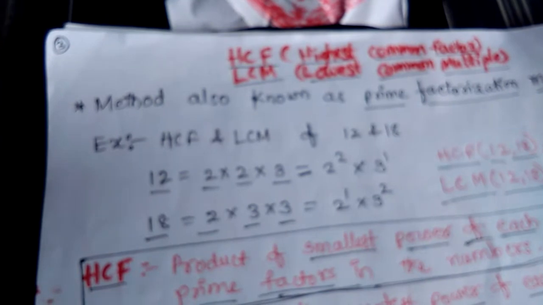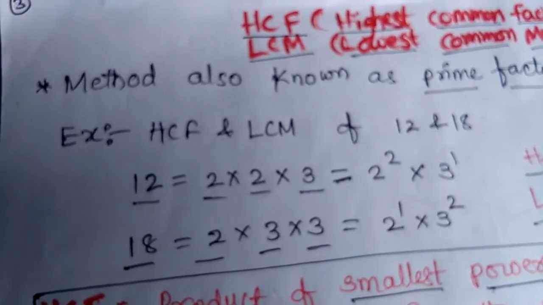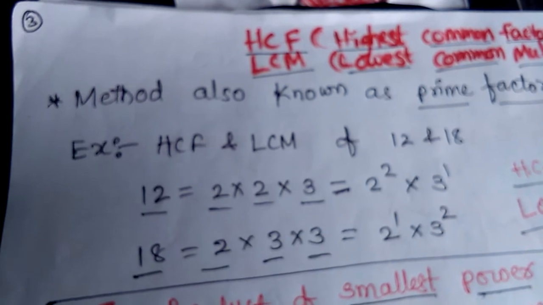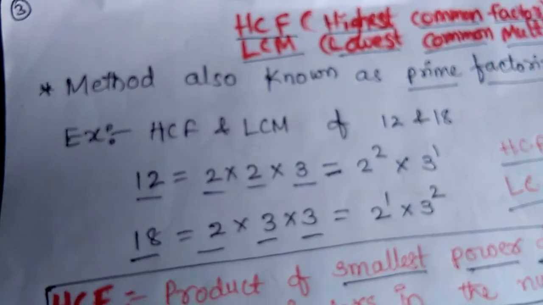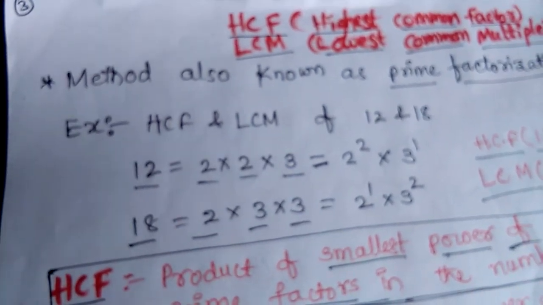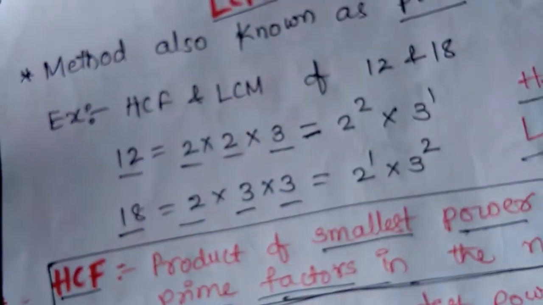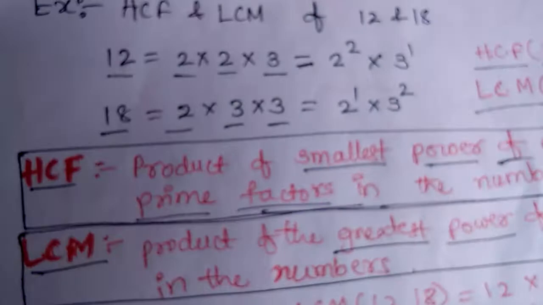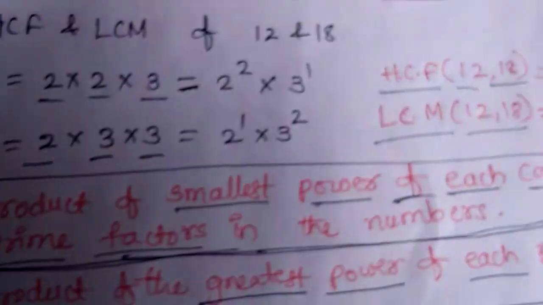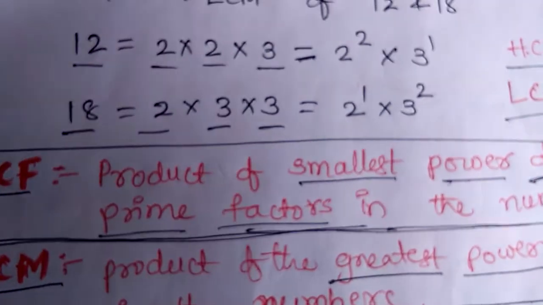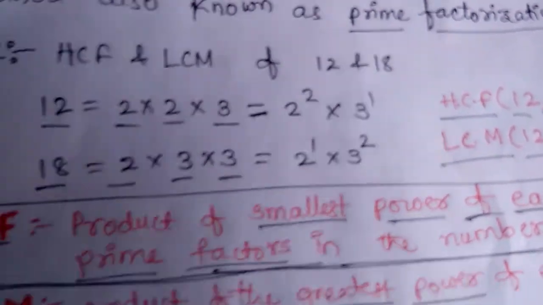Now let us discuss HCF and LCM. HCF stands for highest common factor and LCM is lowest common multiple. Now let us discuss the definitions of HCF and LCM. Here, children, HCF is the product of the smallest power of each common prime factor in the numbers.